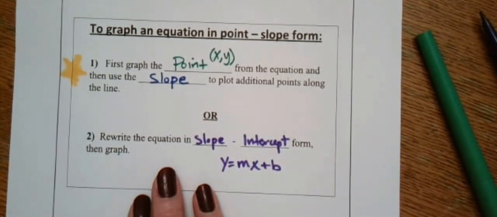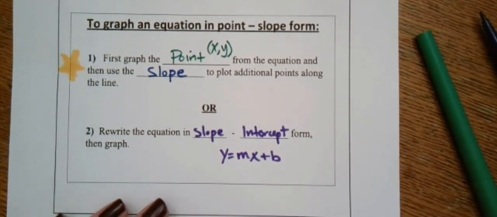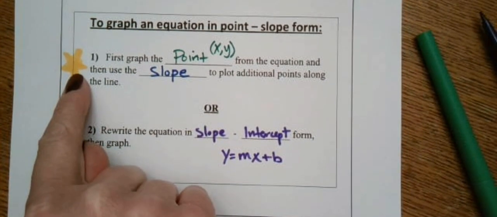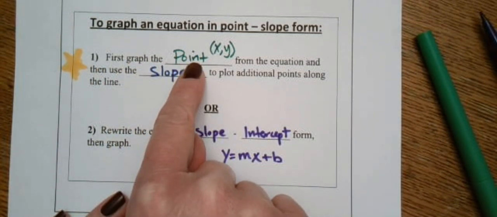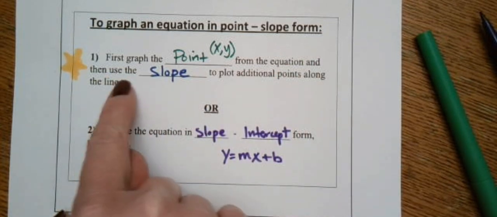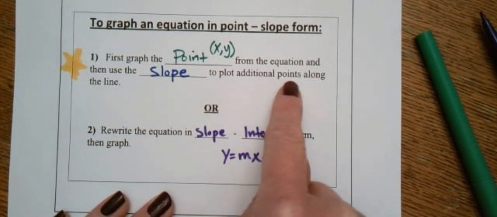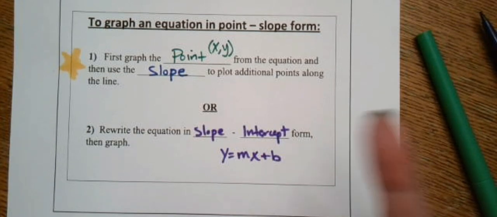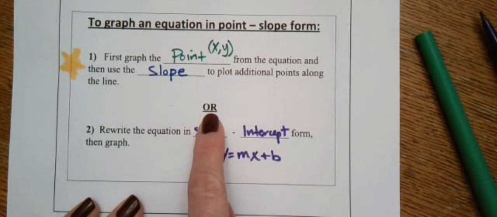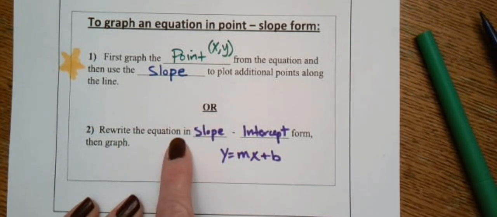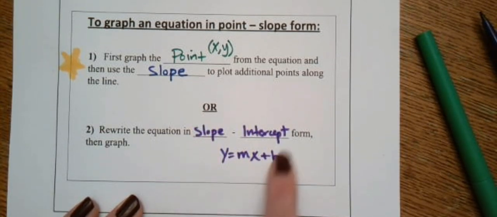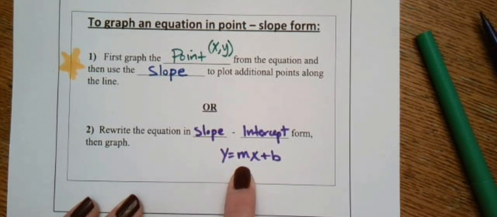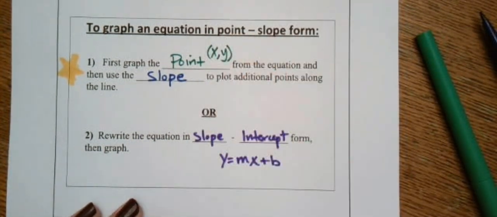Okay, so here's our summary. To graph an equation in point slope form, this is what I want you to focus on. If it's already in point slope form, first graph the point from the equation and then use the slope to plot additional points along the line. If you get an equation in this form, you could also rewrite the equation in slope-intercept form and then graph it. However, this does not always work, okay? So that's why it's important for us to learn how to graph in point slope form.